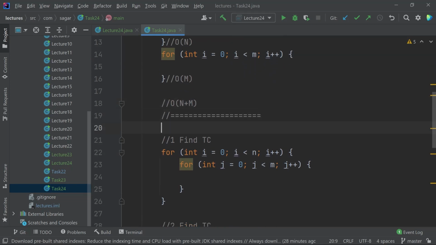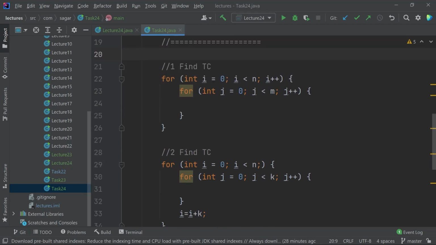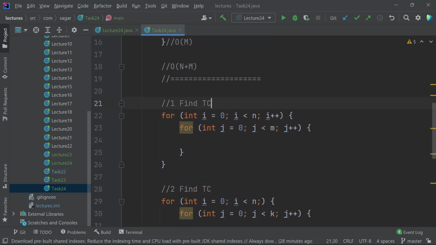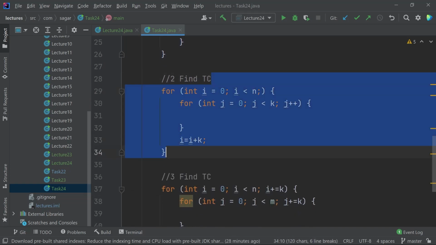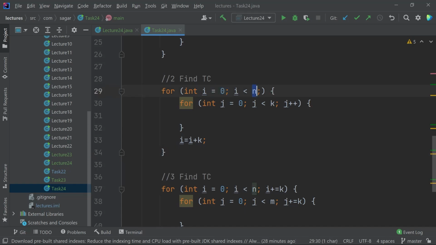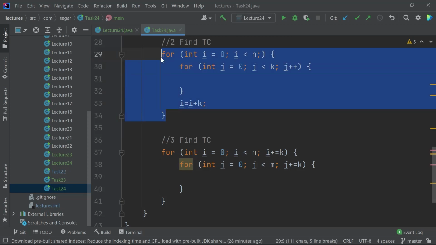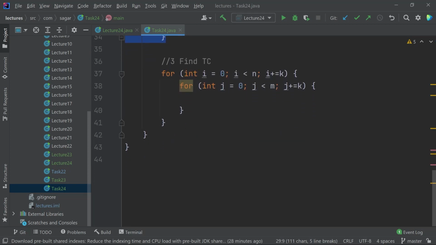In today's task, first of all, you have to find the time complexity of these three programs. In the first, we are running two loops, over n and m. In the second program, we have 0 to n, and here it is 0 to k, and I is incrementing k times. So every time I is incrementing k times. Also find the time complexity of this, where you can see I is starting from 0 and incrementing k times, and j is starting from 0 and incrementing k times.